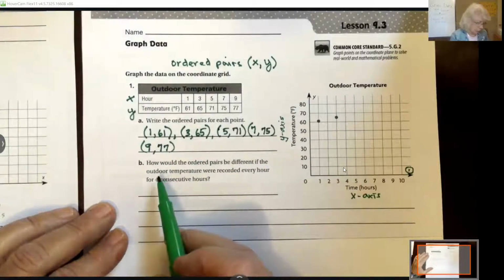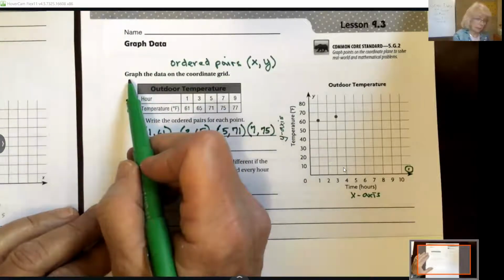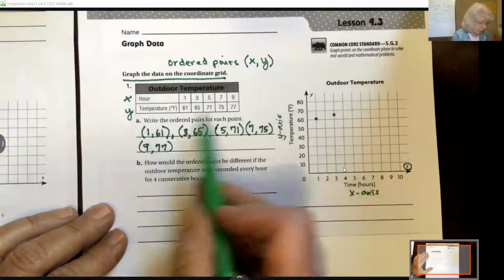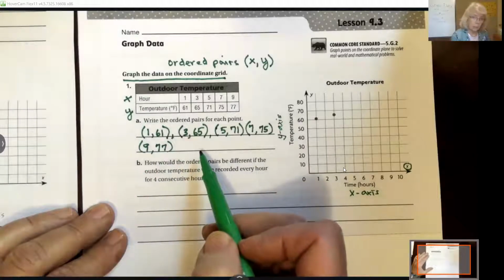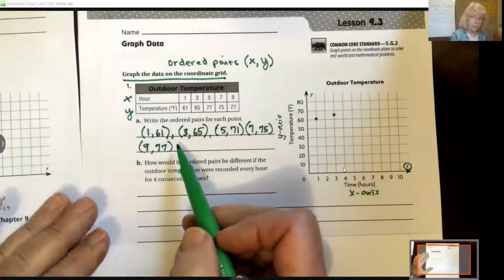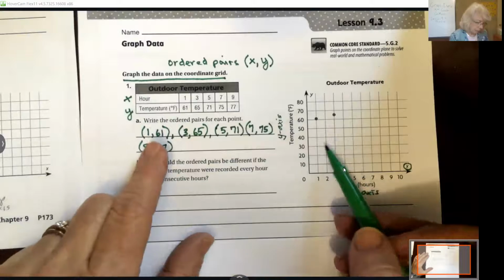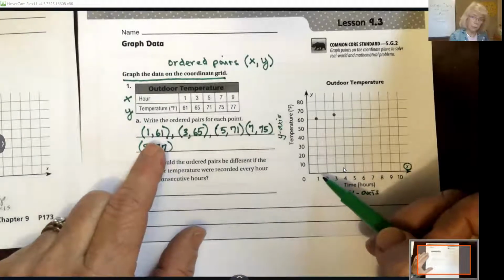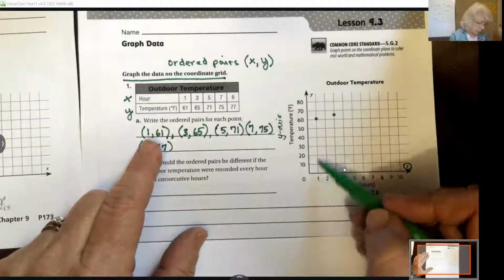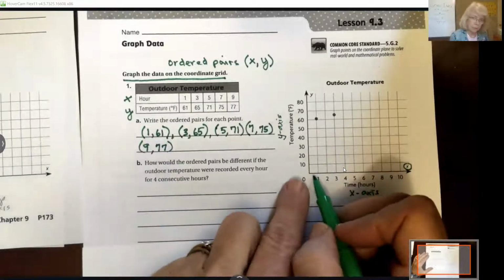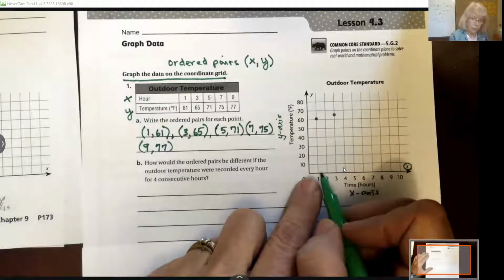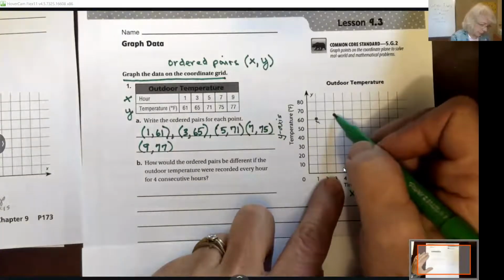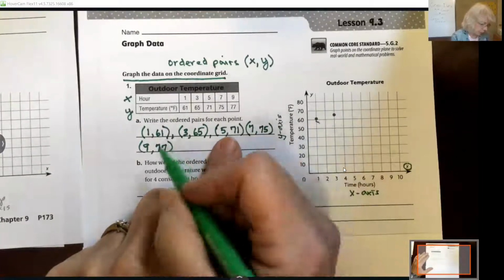So our next job, up here, we may need to catch this. Graph the data on the coordinate grid. I do like to write out my coordinate pairs before I graph, but we do need to go over and now graph them. It looks like the first two ordered pairs they did for us, 1, 61. So remember that we are going over and then up, and then 3 up to 65. So now we need to graph 3 of these points.